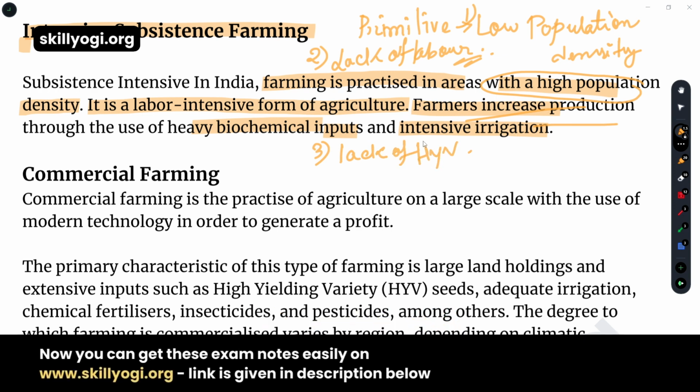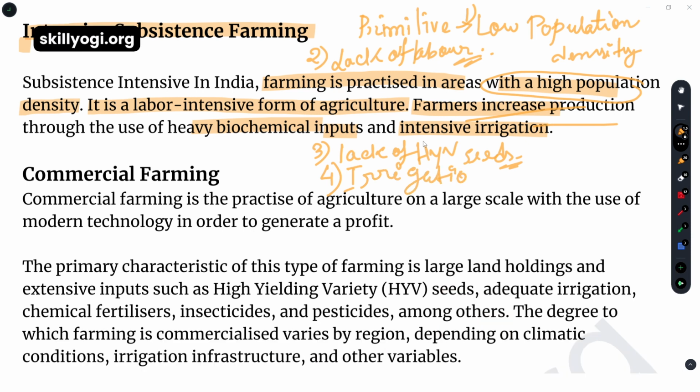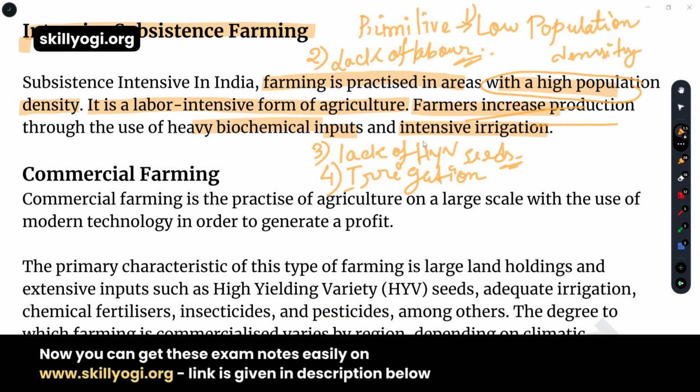HYV seeds, we can see lack of HYV seeds in primitive agriculture, and here we can see a lot of heavy biochemical inputs the farmers are using. And in the last point, we can't see the irrigation facilities over there because they are not doing the production for a lot of people outside. They are just making the production only for their self-consumption. But here, if they have extra food crops, extra production, they are also selling it at the market. So they need this intensive irrigation.